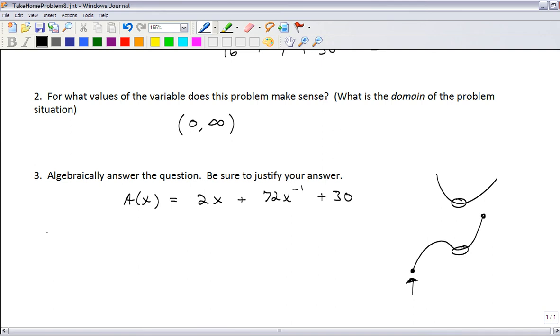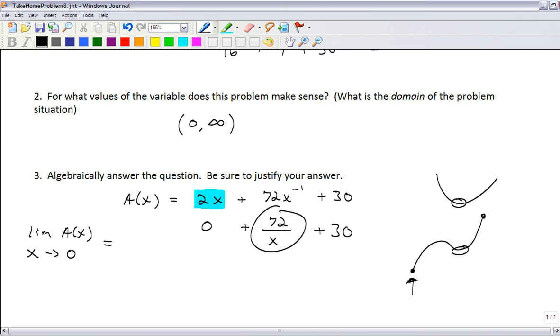So what is A of x? What's the limit of A of x as x approaches 0? Let's find out. Because maybe the way to make that green area the smallest would be to let x be infinitely close to 0. So we need to see. Okay, so the limit as x goes to 0: well, 2 times 0 is 0, plus 72 divided by x. Well, if x gets infinitely small, that thing is going to get infinitely big. So the limit of A of x as x goes to 0 is infinity.